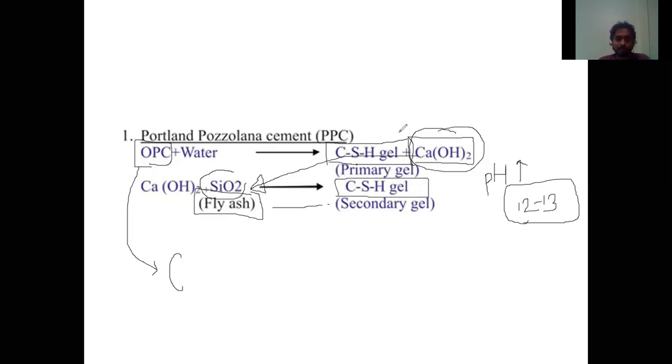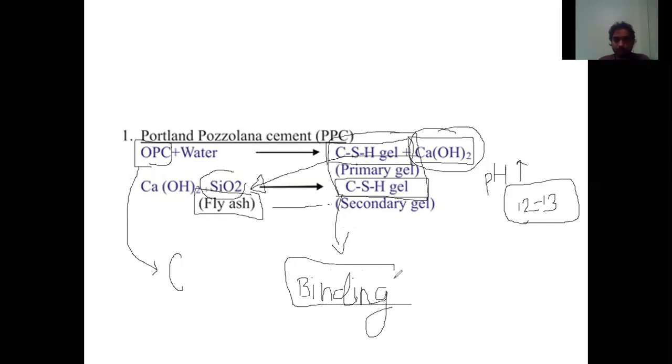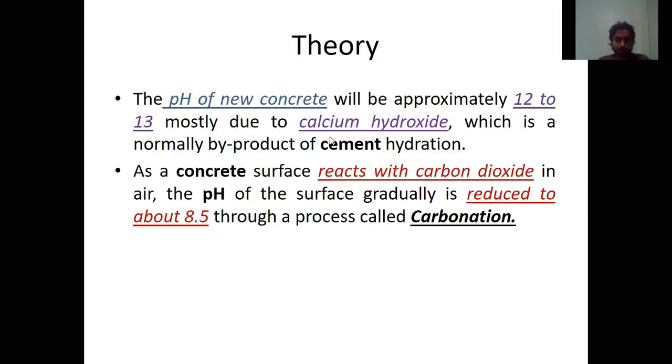So what is the use of this CSH gel? CSH gel is used for binding purposes. We get the cement the property of binding. Why does the cement get the property of binding? It's because of this CSH gel. So this is the basics of where this calcium hydroxide is coming into the picture. Hope you understood this.